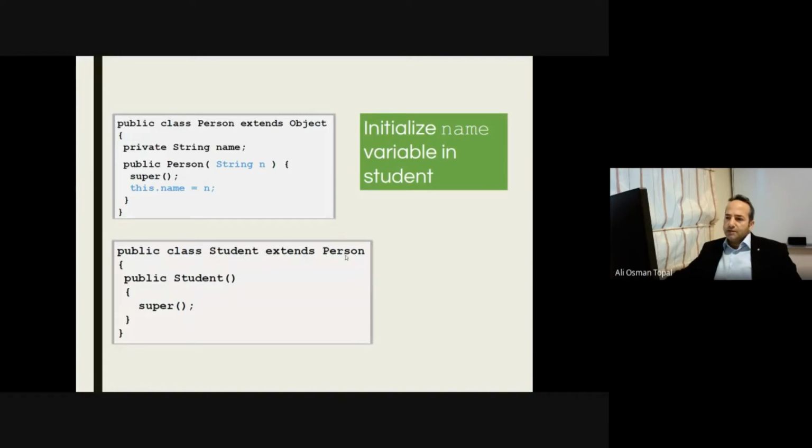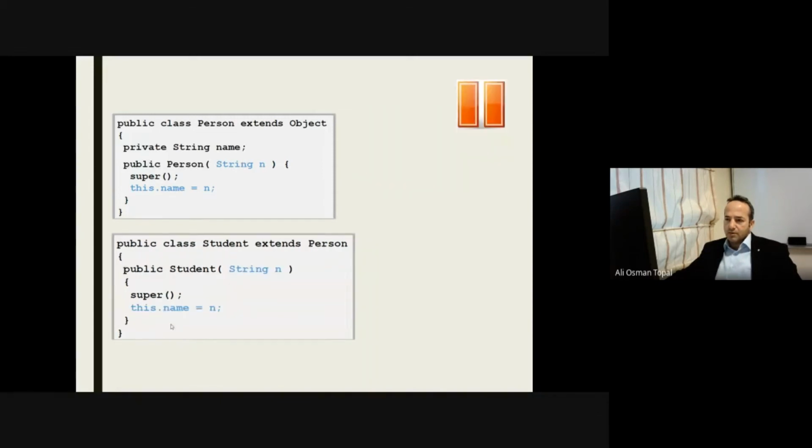Now I am going to extend Person and create a subclass, Student. Public Student, a no-argument constructor, to initialize the name variable in Student. What happens now? I have a no-argument super constructor. I came here and there is no such thing here. There is only one constructor, and it has an argument. Then I say this.name is equal to n.